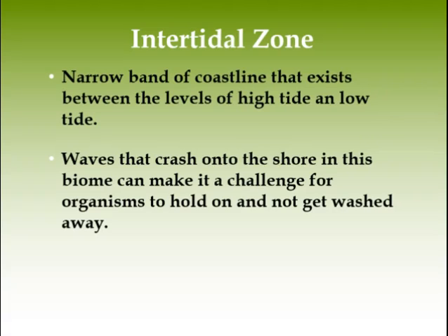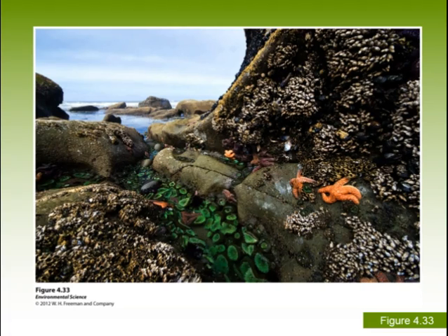The last zone we're going to talk about is the intertidal zone. It is a very narrow band at the coastline and is highly affected by wave action because it occurs between the high tide and low tide line. This is a picture of a tidal pool. Tidal pools occur within the intertidal zone. The organisms must be able to deal with wave action as well as potentially being out of water for an extended amount of time. This wraps up Chapter 4, Segment 4.